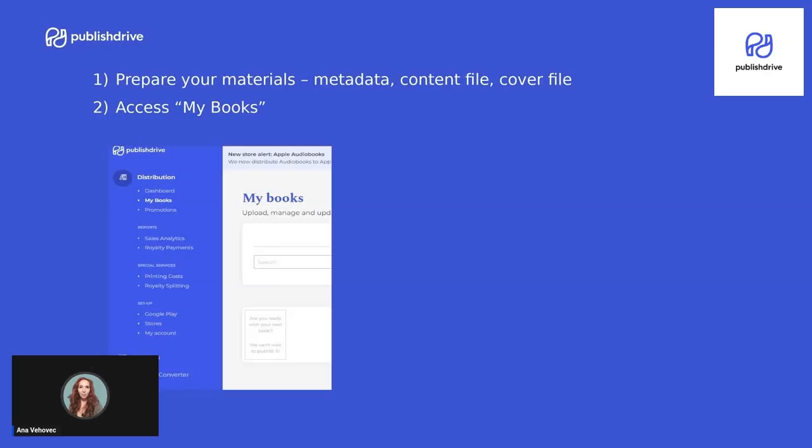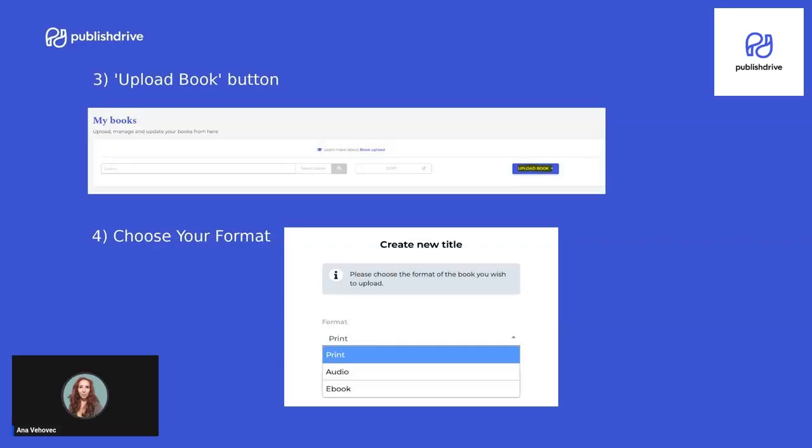You want to make sure that you have prepared your metadata, your content file, your cover file. These are essential. Then from your dashboard, you are going to navigate to the My Books section and click Book Upload. First thing you will be prompted to do is select the format. The format, in this case, is going to be ebook.